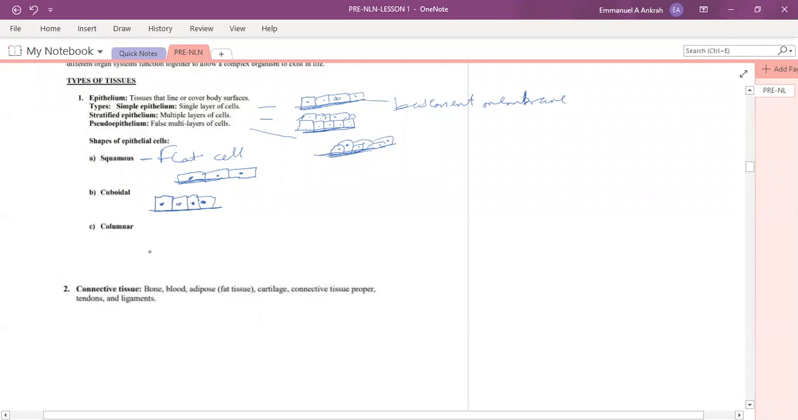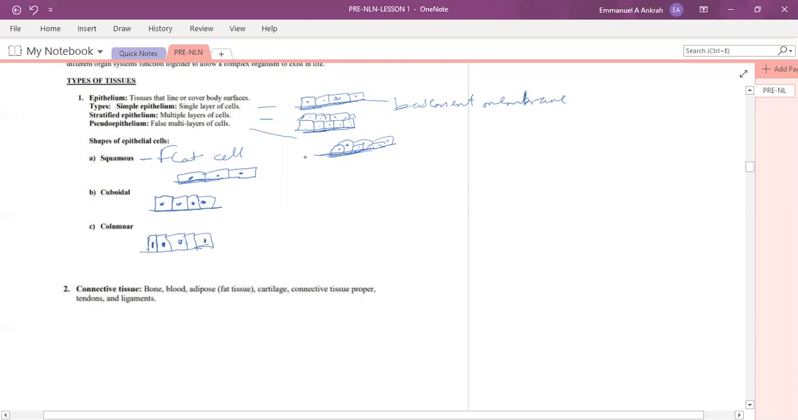And then the last type is known as the columnar. They look like pillars, like tall cells, like columns, tall columns. And then the nucleus will be like, the long axis will be perpendicular to the surface. So like pillars, columns. Okay.